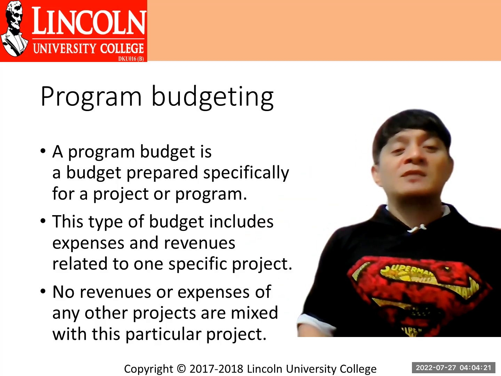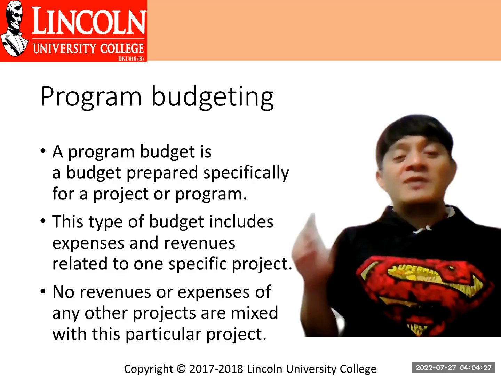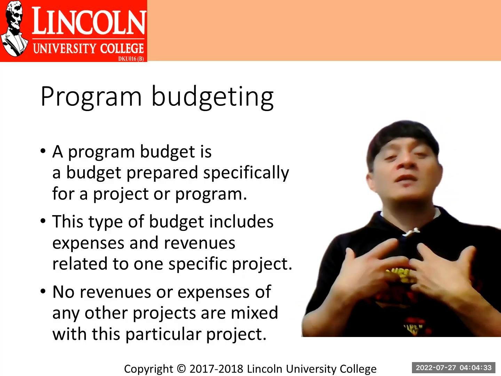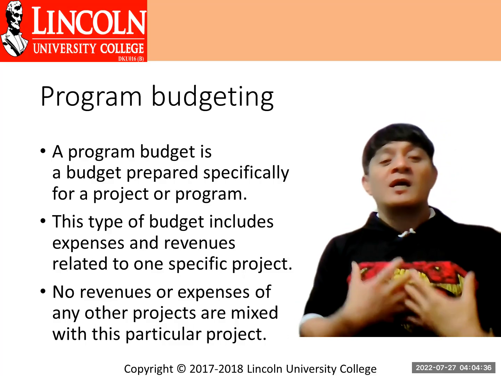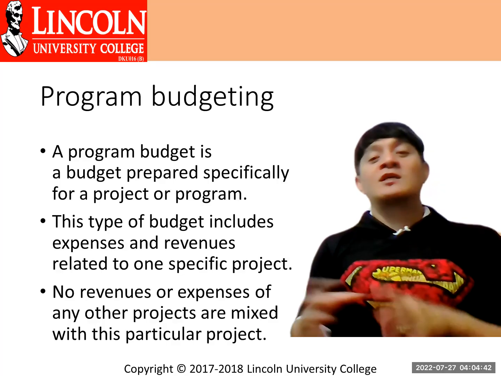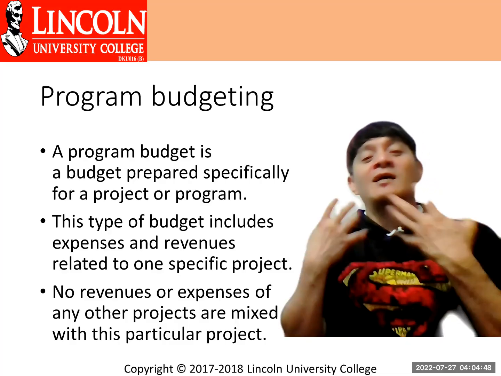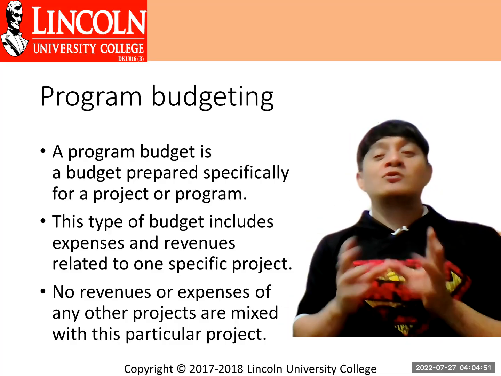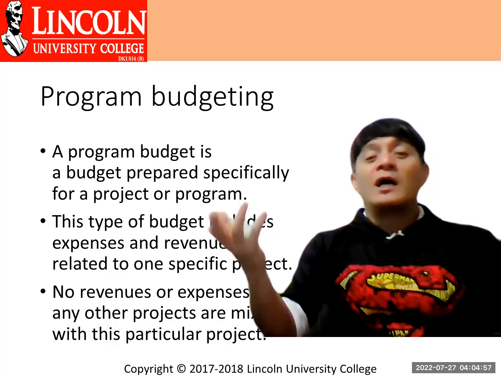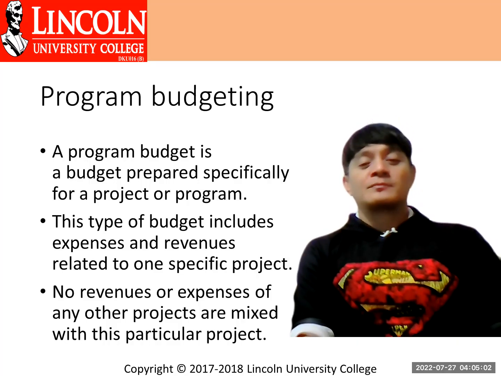A program budget is a budget prepared specifically for a program or programs or projects. And this type of budget includes expenses and revenues. Revenues are what you invest and what you get in the investment. Related to one specific project, no revenue or expenses of any other projects are mixed with this particular project. Therefore, you have to have a good budget so that you can capitalize and then you can get benefit. And if the program does not look at the quality adjusted life years, then the budget will fail. As I said just now, it's either a failure or a success of your budgeting program.